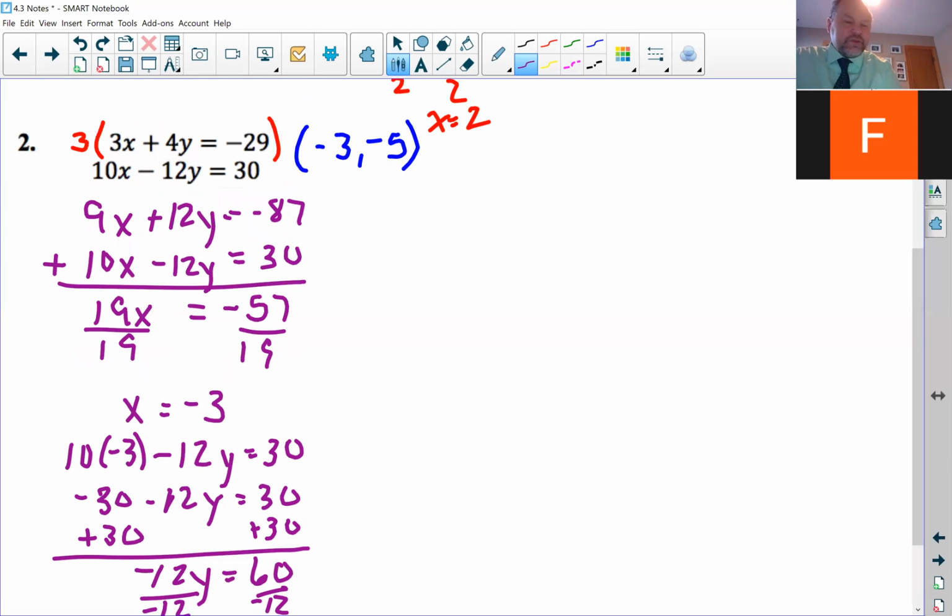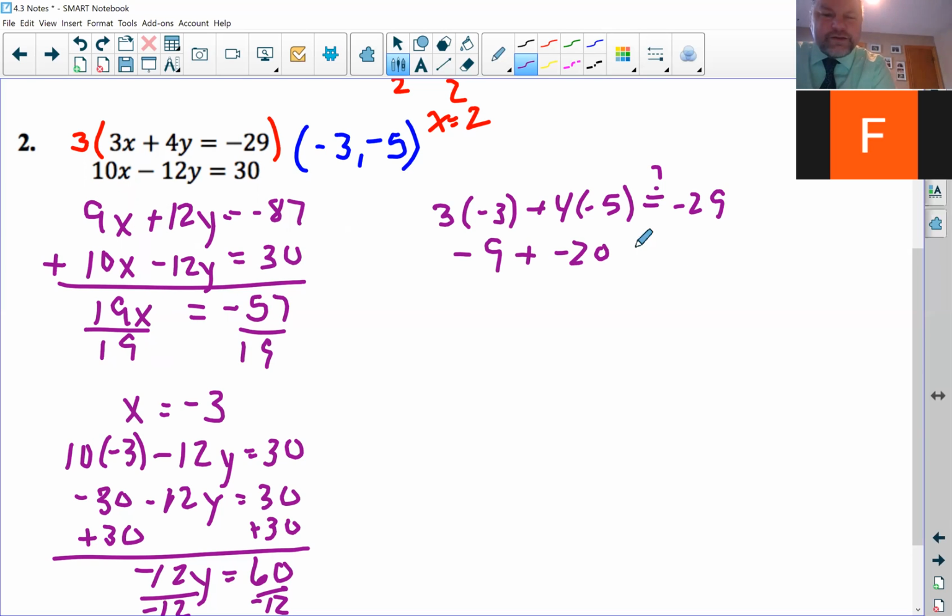And we can check. And now I'll use that top equation for my check. So 3 times negative 3 plus 4 times negative 5. Is that equal to negative 29? Negative 9 plus negative 20, or negative 9 minus 20, either way, and we get negative 29 equals negative 29. That is a good solution.